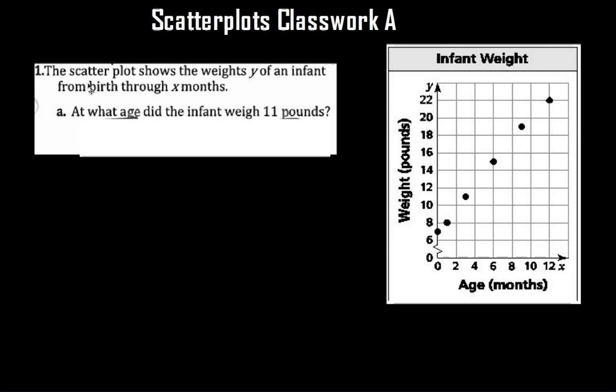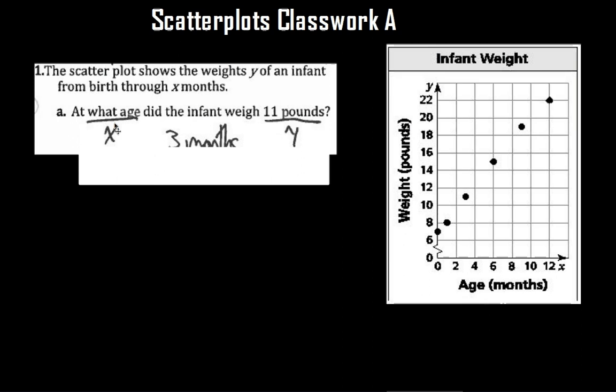I just want to go quickly through this Scatterplots classwork, so that way you can have a better idea of how to do this and how to work through it. It always defines what your independent variable is, which is your x value. So it's going to be our age, and then the weight is going to be the dependent variable. And it says, at what age did the infant weigh 11 pounds?